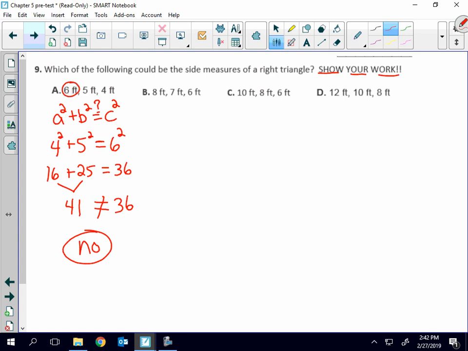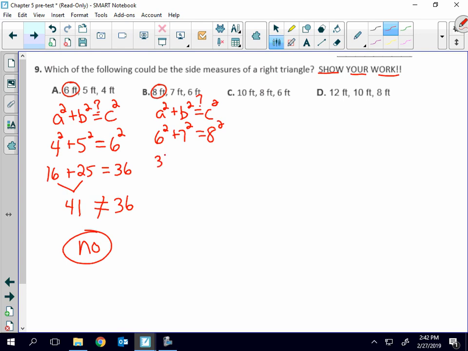All right, let's try B. Which one's the biggest one? Which one's C? C is this one again. They're putting them in the opposite order this time. So A squared plus B squared equals C squared. I'm going to say the smallest one is A again. The next one is B. And the biggest is always C. Let's see if both sides are the same.